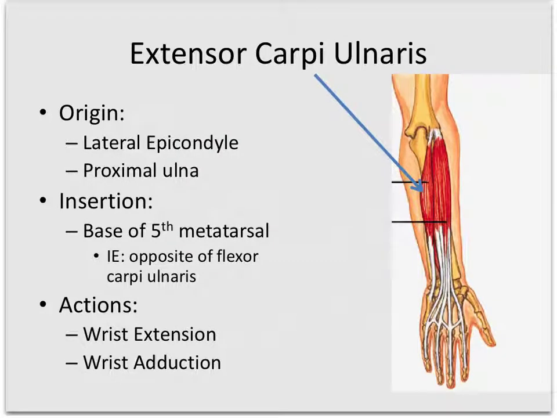Okay, then we have the extensor carpi ulnaris. That's this smaller muscle shown here. It starts on the lateral epicondyle, and then goes down to the base of the fifth metatarsal, opposite that of the flexor carpi ulnaris. So flexor carpi ulnaris is on the anterior side of the base of the fifth metatarsal. Extensor carpi ulnaris is on the posterior side of the base of the fifth metatarsal. Its actions are wrist extension, and then just like the flexor carpi ulnaris, it's a wrist adductor, wrist adduction.